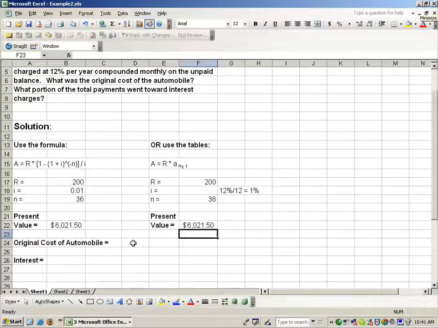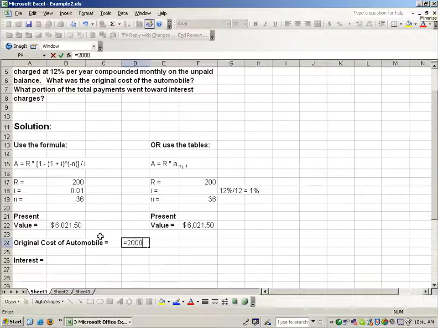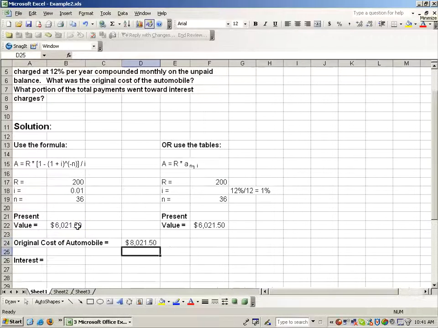The original cost of the automobile, remember he already put $2,000 down on it before this agreement began. So add $2,000 to the present value. Okay? So the original cost of the automobile is $8,021.50.